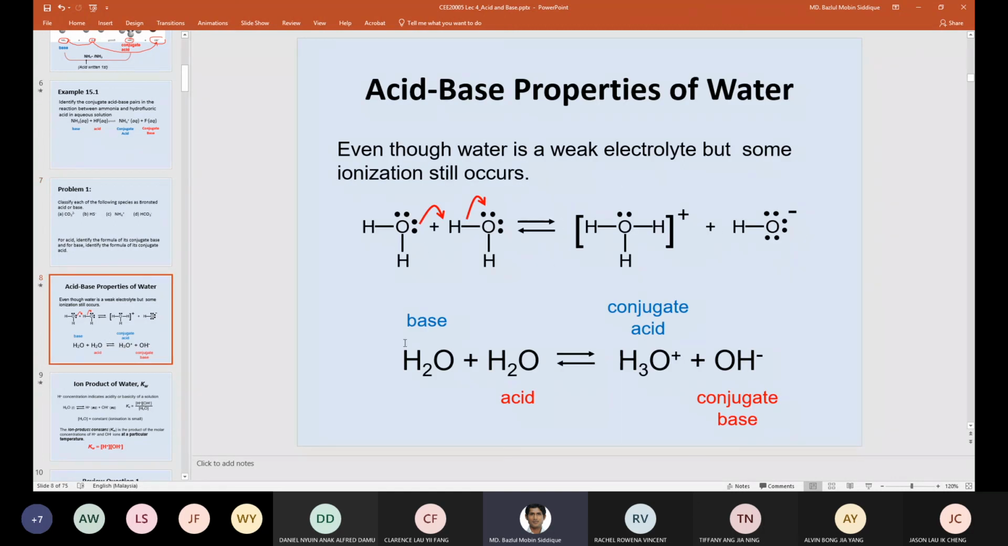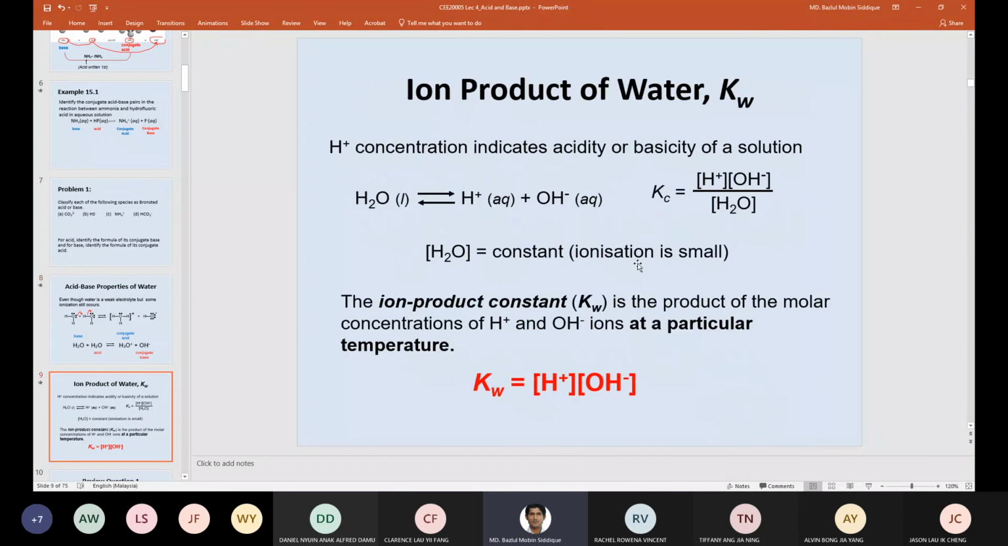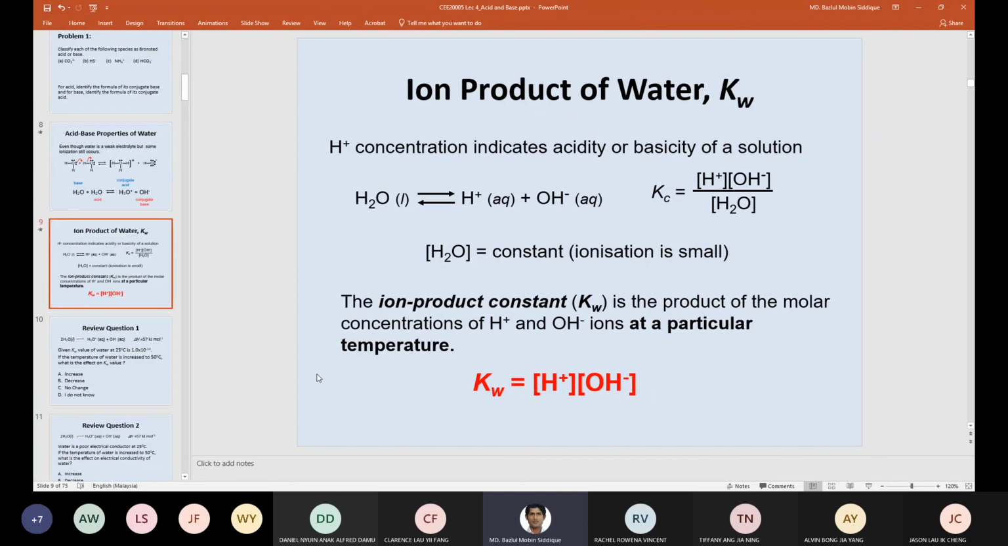Acid-base property of water: water dissociates in water, and that is why we can find the ion product of water, because at a given temperature it is always constant. This ion product constant Kw is the product of the molar concentrations of hydrogen ion and hydroxyl ion at a particular temperature. So when the temperature increases, will Kw increase or decrease, right?